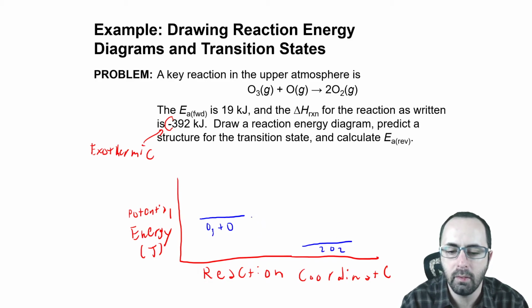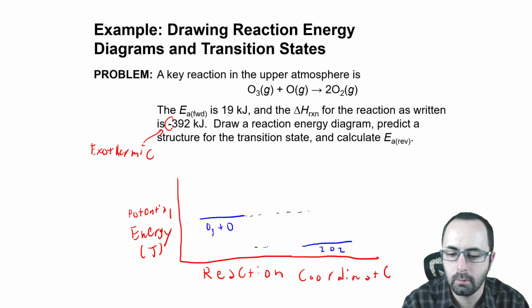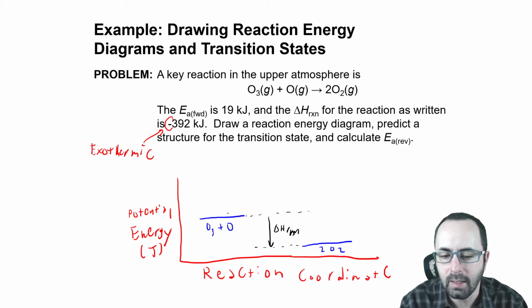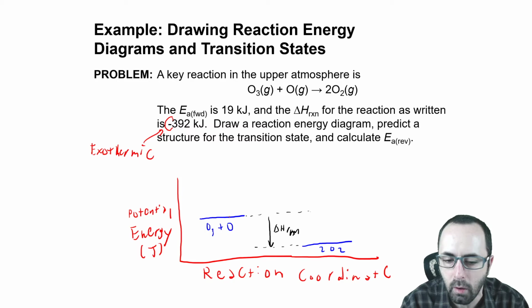And this distance right here, this is the delta H of the reaction. This is the negative 392 kilojoules. Now our activation energy is only 19 kilojoules. So when we draw our plot here, it's going to be a very small hill, because this whole delta H is negative 392. So 19 is going to be small. So I'm going to do my best to draw it to scale, but it's going to be a very small hill, this one.